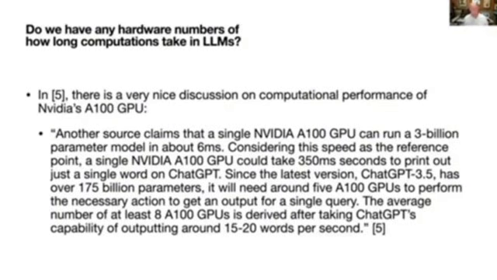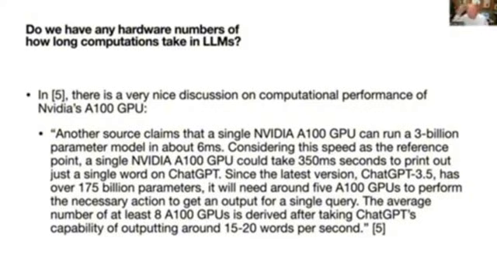In reference 5, there is a very nice discussion on computational performance of NVIDIA's A100 GPU. And I'll read it to you. It goes, another source claims that a single NVIDIA A100 GPU can run a 3 billion parameter model in about 6 milliseconds. Considering this speed as the reference point, a single NVIDIA A100 GPU could take 350 milliseconds to print out just a single word on ChatGPT.